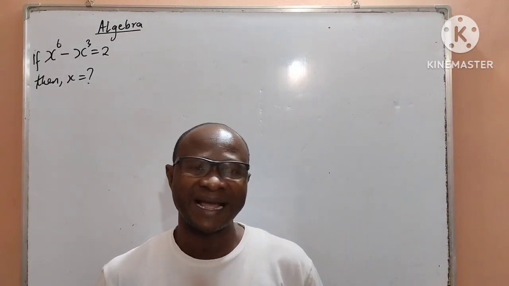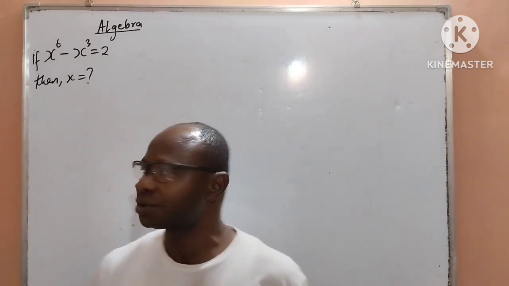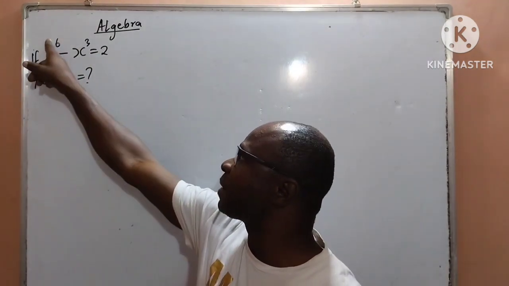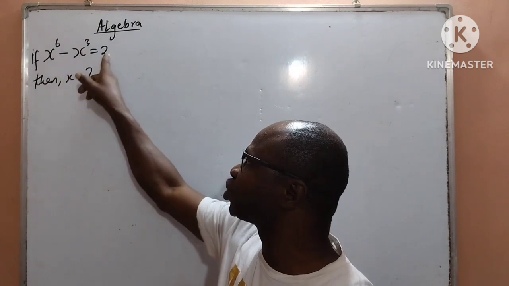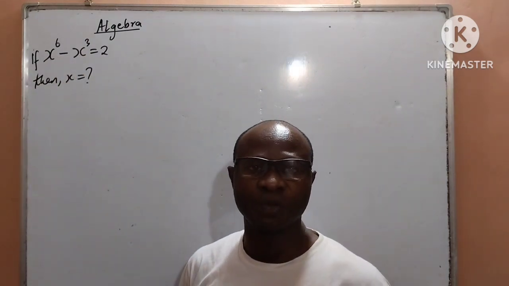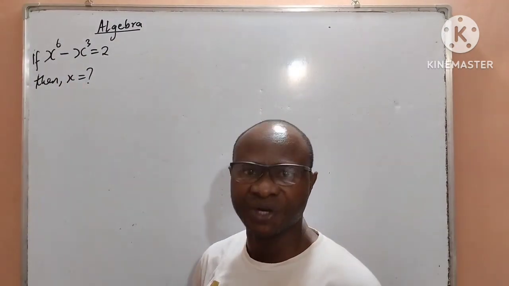Today I want to take this algebra question written on the board. If x raised to the power 6 minus x raised to the power 3 is equal to 2, then what should be the value of x? Let us solve it together.